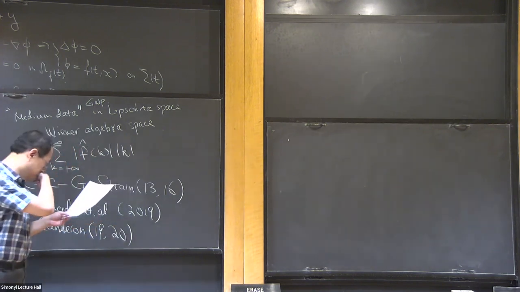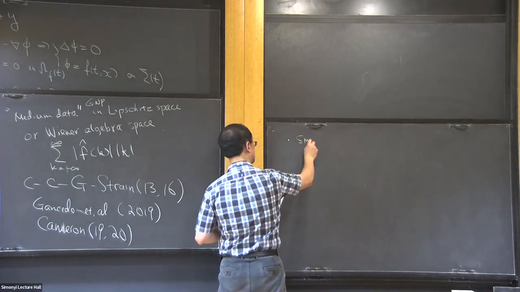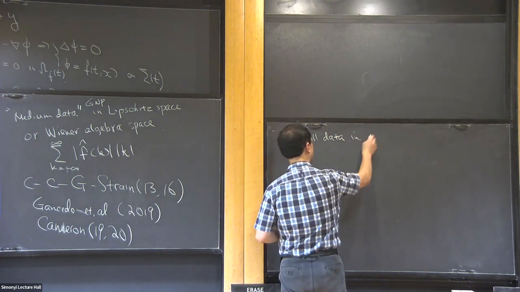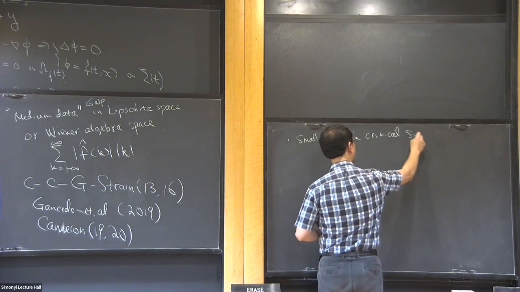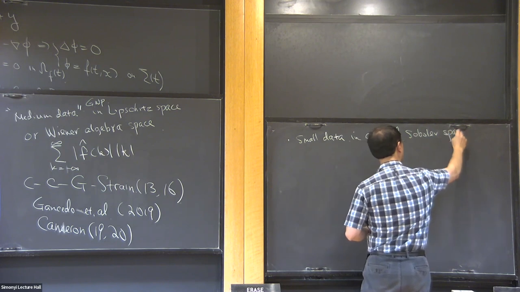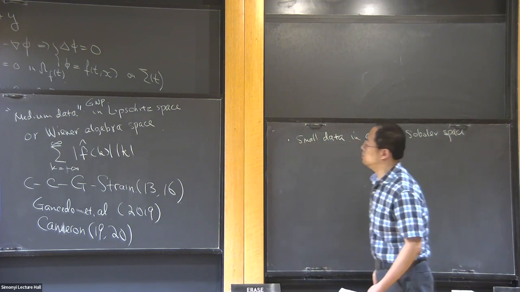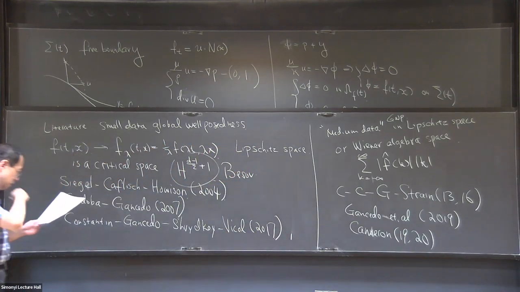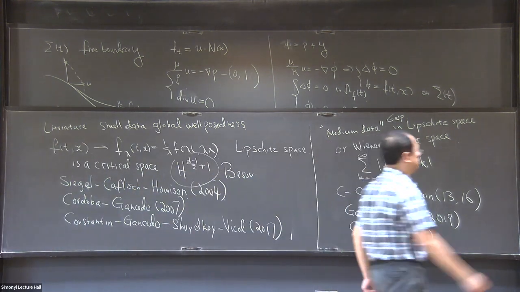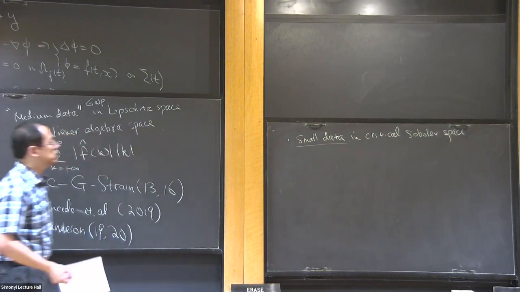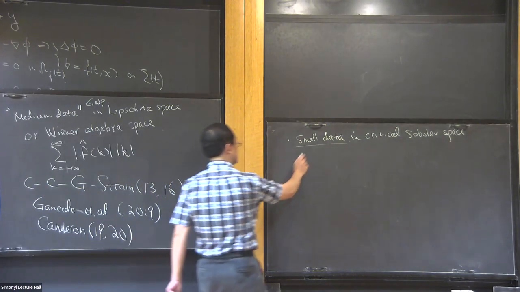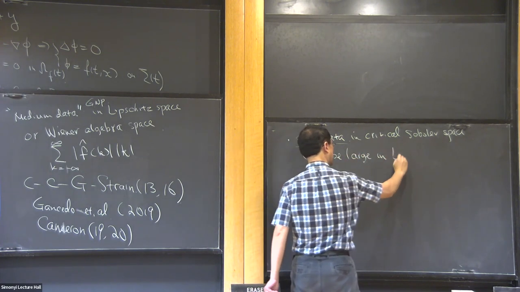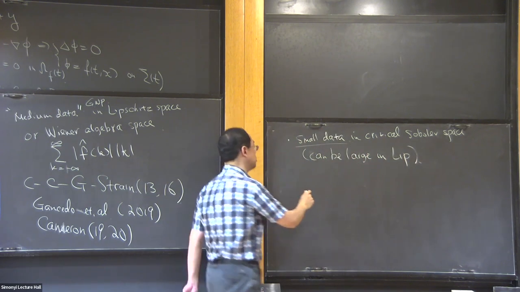More recently, there are some works about small data in critical Sobolev spaces. As I wrote before, you can consider this H^(d/2+1), the critical Sobolev space, and you can get local well-posedness of solutions. But even if these data are small in the critical space, they can be large in the Lipschitz space. So these are local well-posedness results.